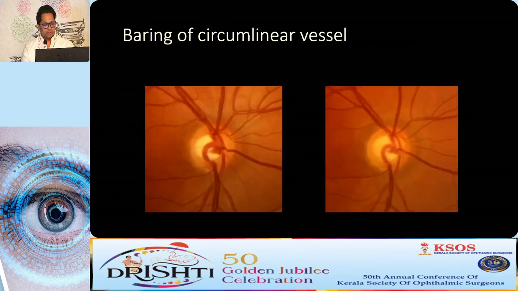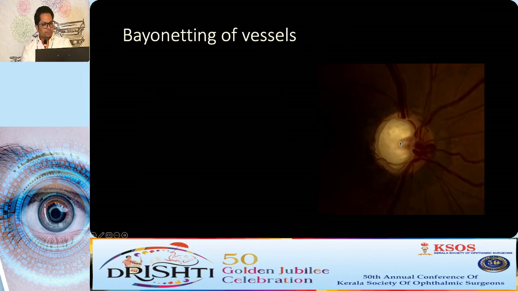Baring of circumlinear vessels: as you can see, in this patient, as the disease has progressed, there is a baring of the vessel. Over there you can see that the blood vessel is not supported by the neuroretinal rim. That is called baring of circumlinear vessels. Bayoneting is when a vessel completely disappears and then appears on the surface. That happens in advanced excavations or advanced glaucomas.